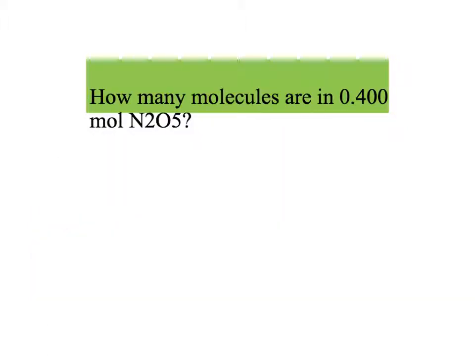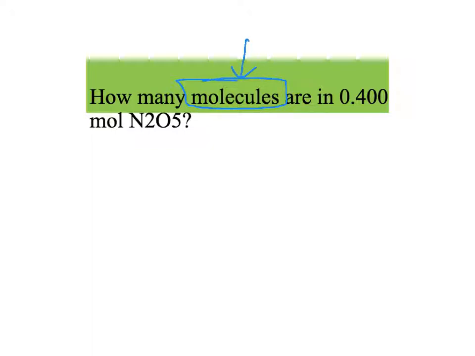We're going to keep going and do another example. How many molecules are in 0.4 moles of N2O5? Now, what's different about this one is that we are not using atoms, we're using molecules. And again, that's a representative particle. Atoms, ions, molecules, formula units, all of those are representative, so we can use moles to represent them. In this case, we're just using molecules. Nothing changes about our process.